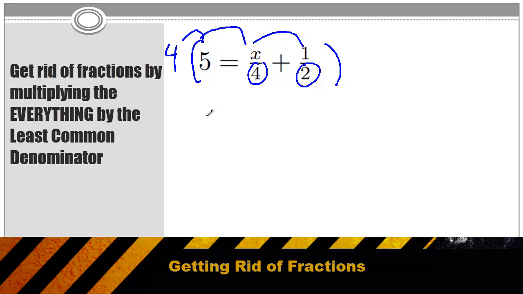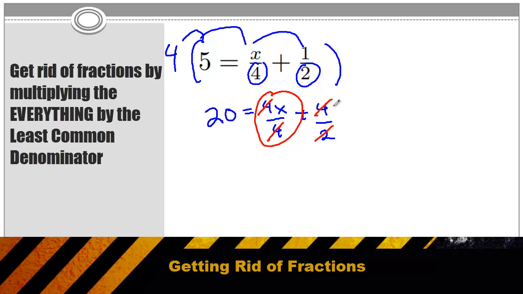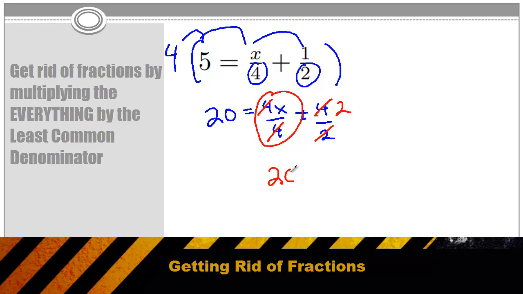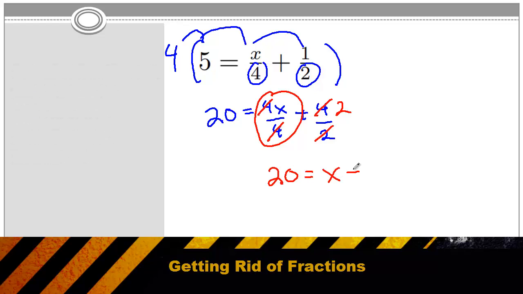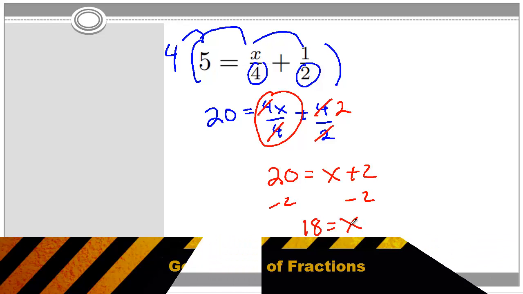So in this case, my equation becomes 4 times 5, that's 20. That's going to be equal to 4x over 4 plus 4 over 2. In my first fraction, the 4's cancel out. In my second fraction, the 2 on the bottom cancels out the 4, leaving a 2 behind. So I can rewrite my entire equation as 20 is equal to x plus 2. Then I subtract 2 from both sides, and I'm left with 18 is equal to x.